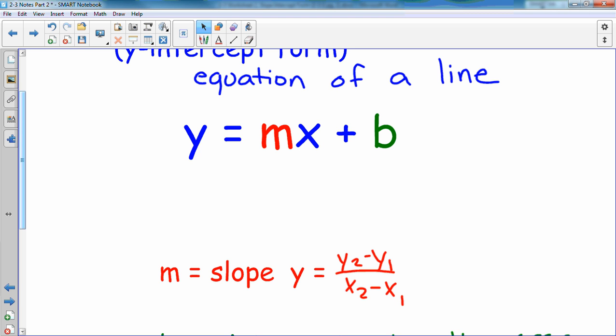Now, do you see how I'm color coordinated here, M, red? If anybody wants to highlight their notes, I've got lots of highlighters. You're more than welcome to highlight and color coordinate your notes.